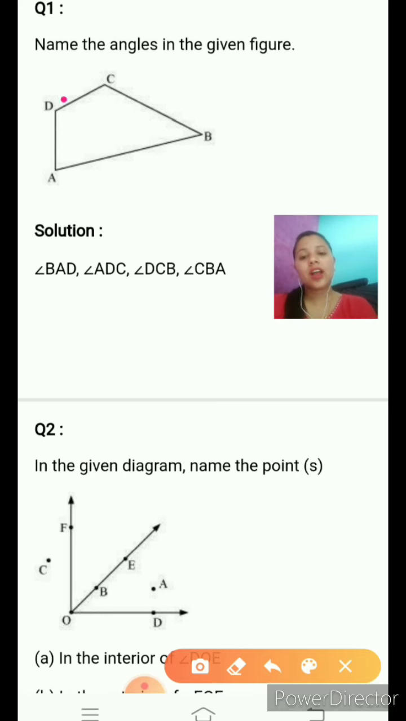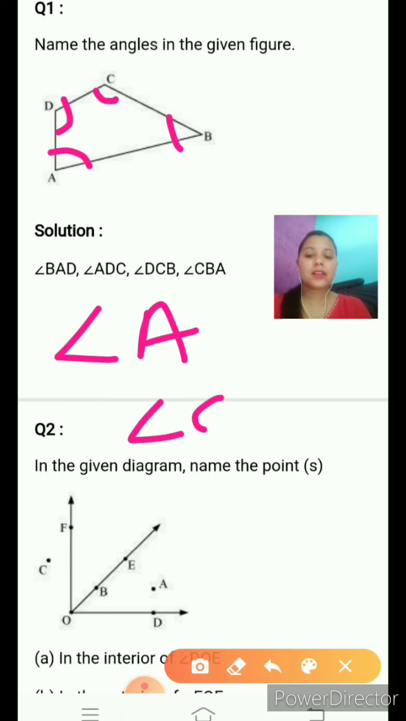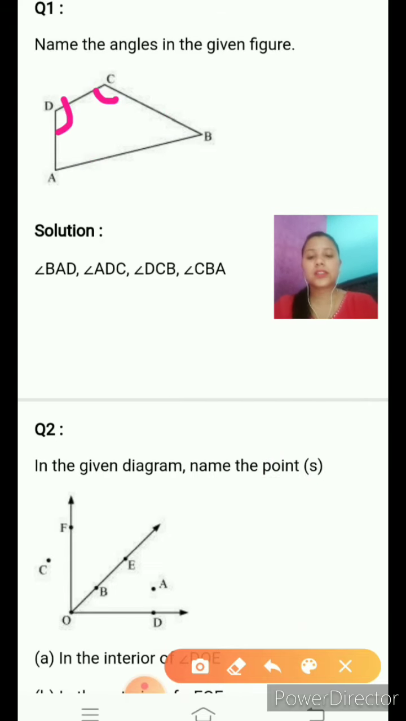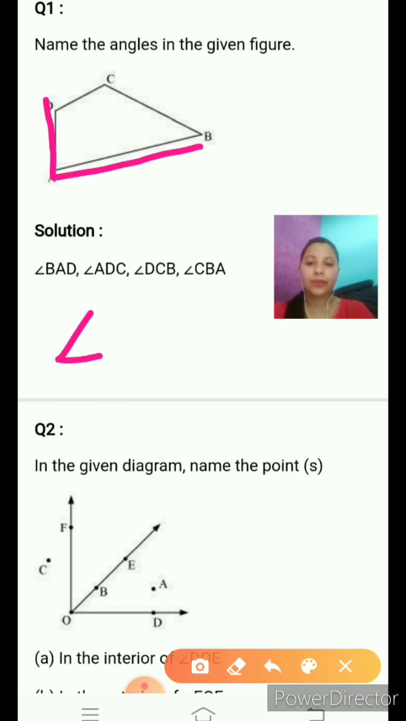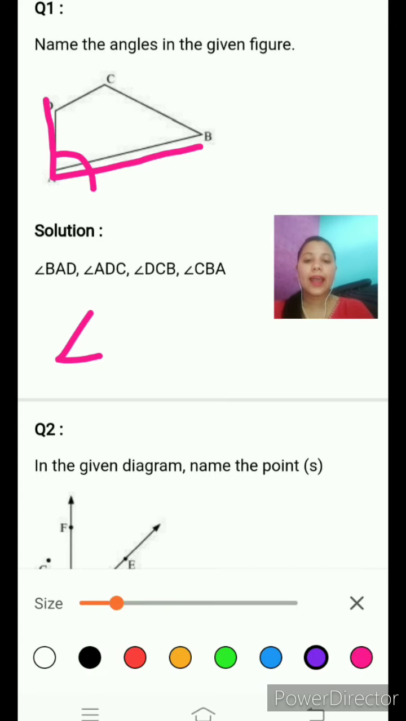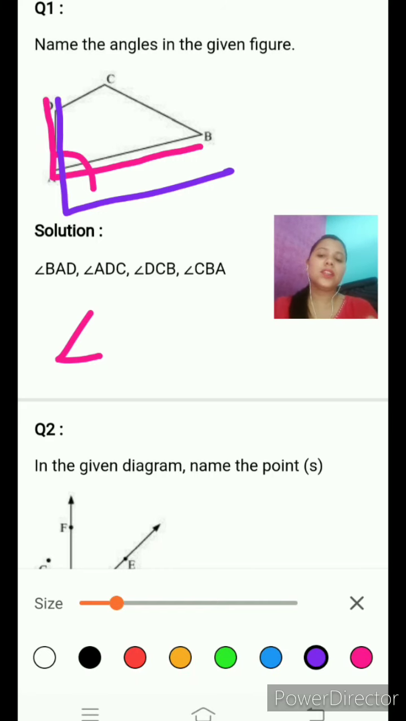First, just check how many angles are here. 1, 2, 3, 4. Four angles are here. You can write them like that: angle A, angle C, angle D and angle B. But the better way is, if I want to mention the name of angle A, I can write it like that: angle DAB, or angle BAD. These are the two possible ways to write the name of any angle.